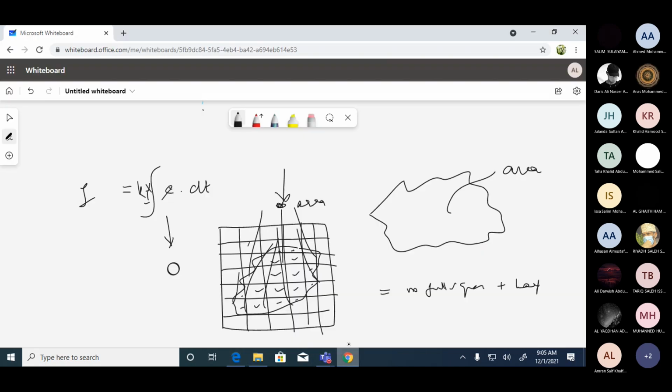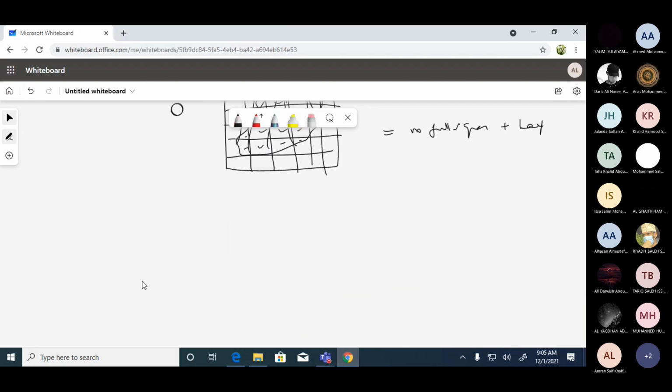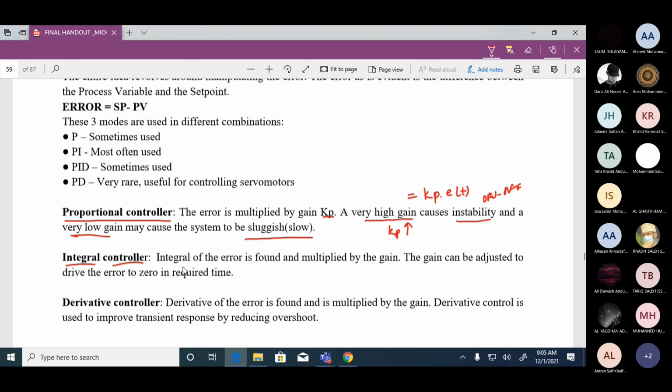Now, what is the disadvantage of this integral action? Integral action is good. The error is found and multiplied by the gain.